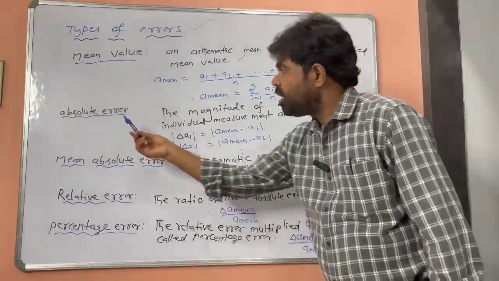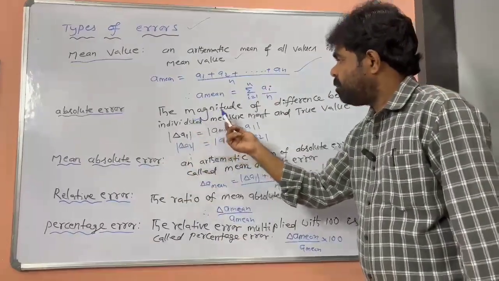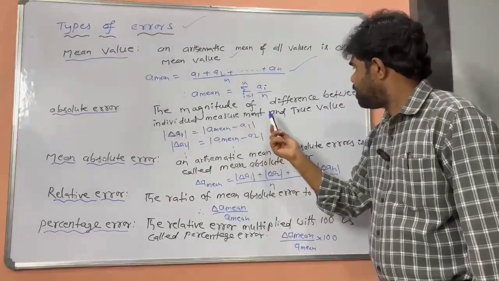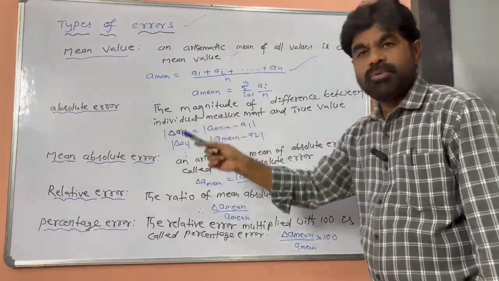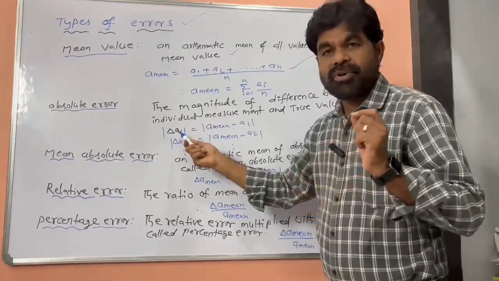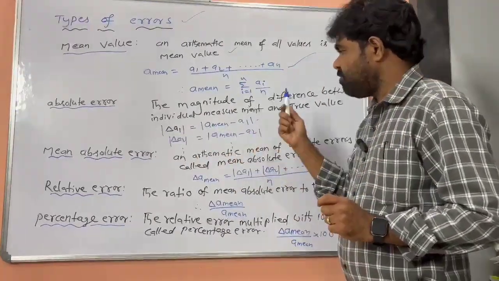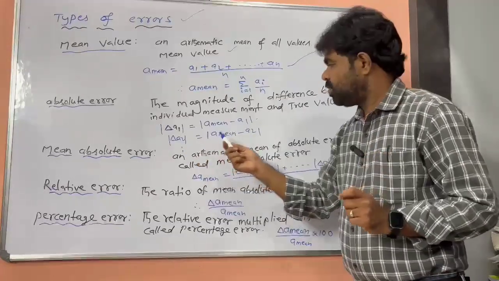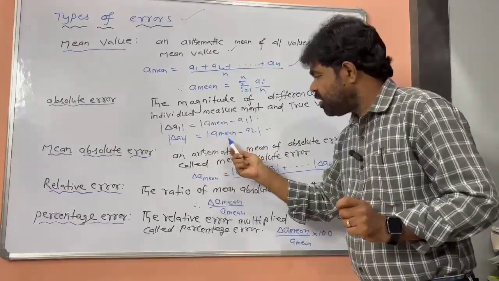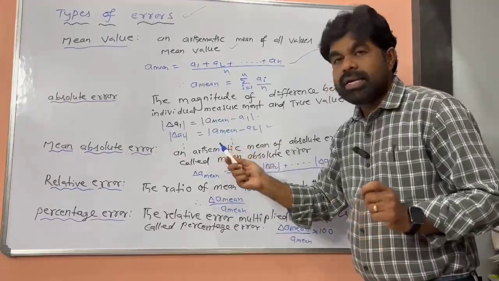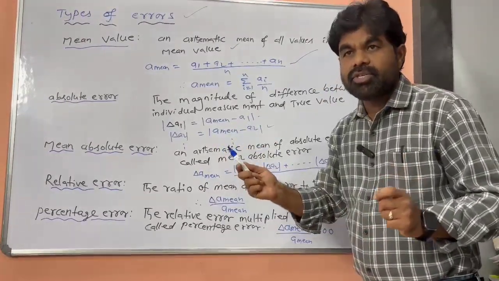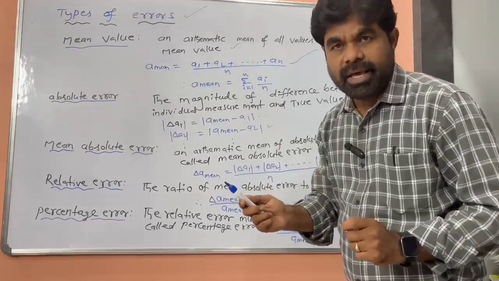The second one is absolute error. The magnitude of difference between individual measurement and true value is called absolute error. That means delta A1 means absolute error in the first reading. A mean minus A1. Delta A2, A mean minus A2. So on delta A3, A mean minus A3. So on delta AN is equals to A mean minus AN.